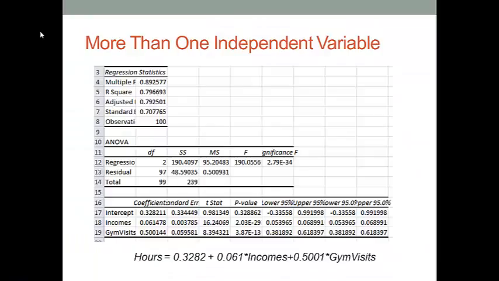Coefficients. Now we get the values. According to the report, can you build a mathematical relationship to explain how incomes and gym visits influence hours? What should be the equation?